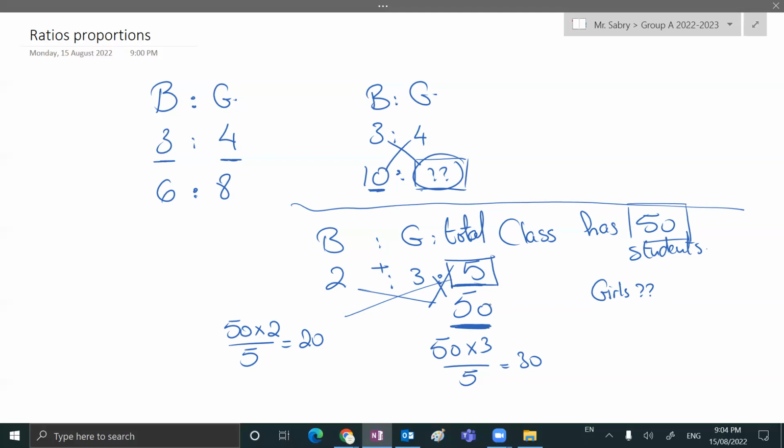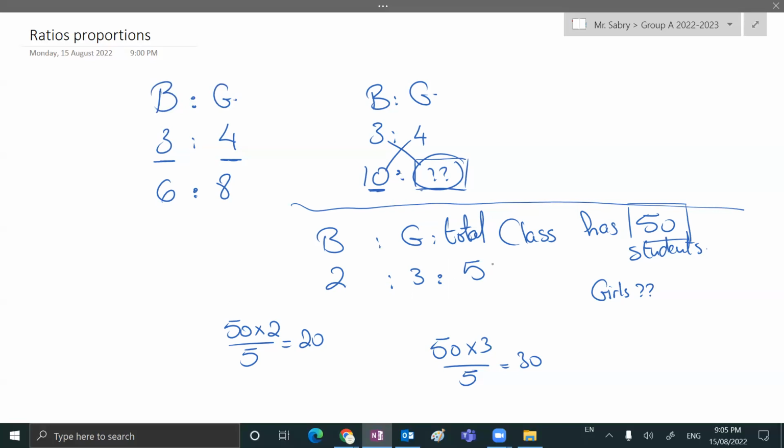So you add 2 and 3 and you get 5. It's going to be 5 over 50. I added 2 and 3. That's the first thing. So it got me 5. Why did I do the 5? So you can get the number for the other amounts of boys and girls.